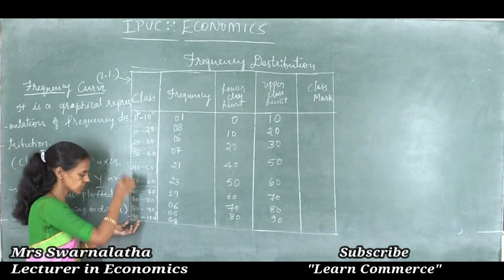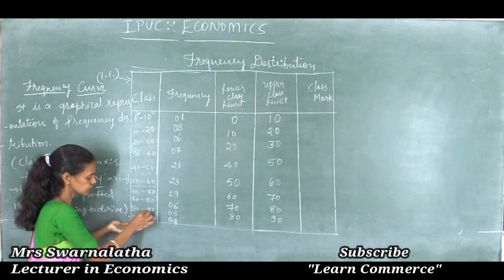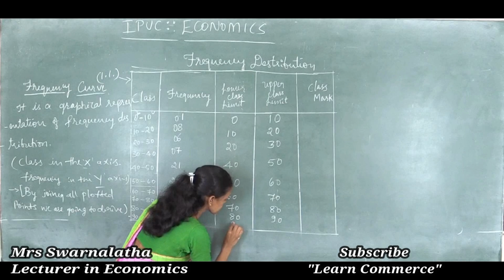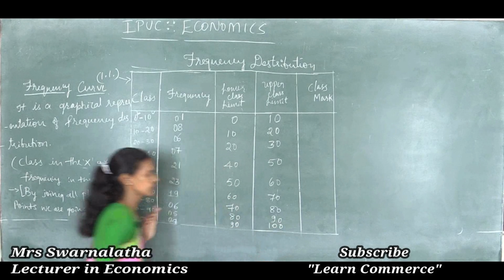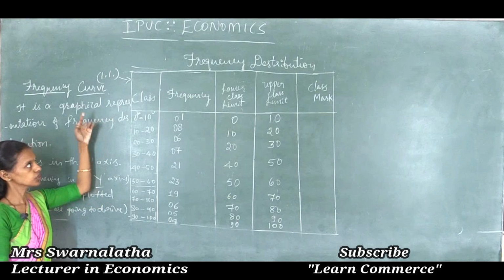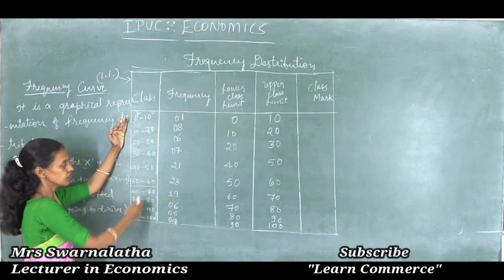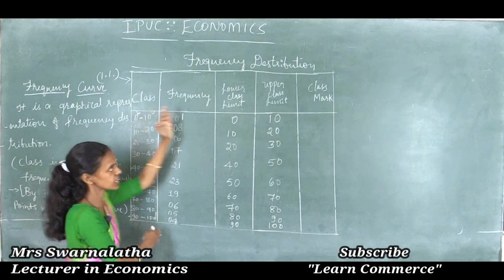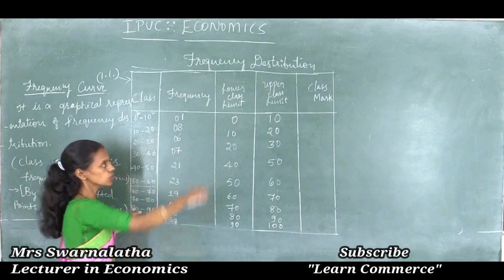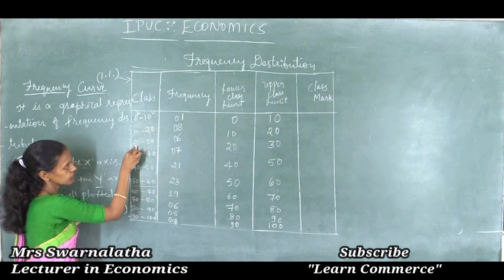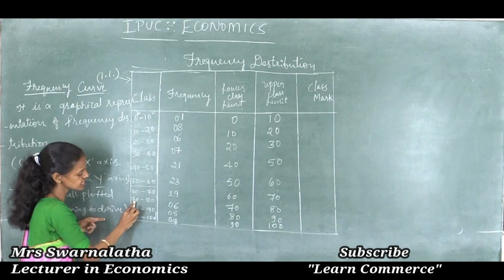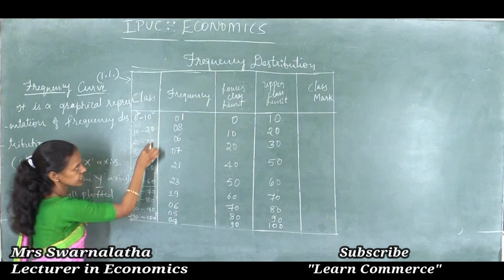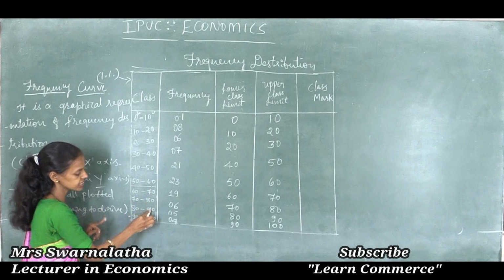Same as 0 to 10, 10 to 20, and 80 to 90, in 90 to 100 also, 90 is the lower limit and 100 is the upper limit. Thus now you know the left side values of the class interval are the lower class limits, and the right side values are the upper class limits. So the lower class limits are 0, 10, 20, 30, 40, 50, 60, 70, 80, 90. The upper class limits are 10, 20, 30, 40, 50, 60, 70, 80, 90, 100.